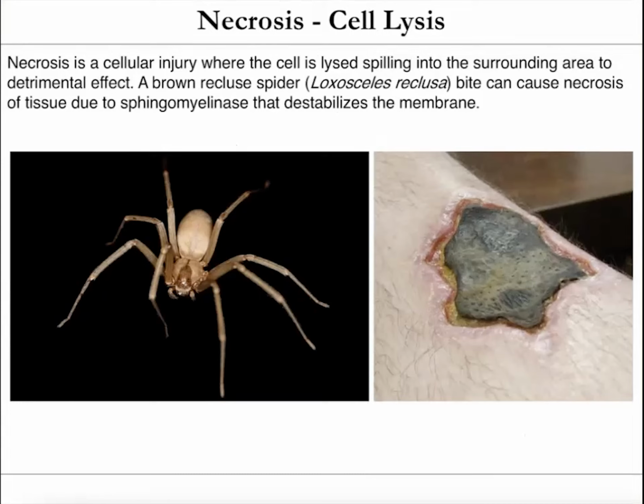So there's a lot of different ways that necrosis can occur. One of them is very applicable to people who live in Kansas. I have an old house. It's got an attic. It's got a basement. And every once in a while, I see this guy right here, which is a brown recluse spider. They're actually pretty gentle spiders. They do not want to mess with you.